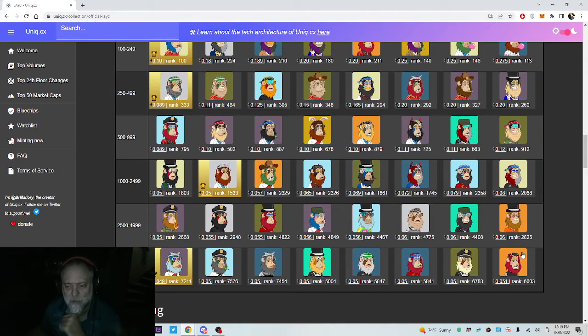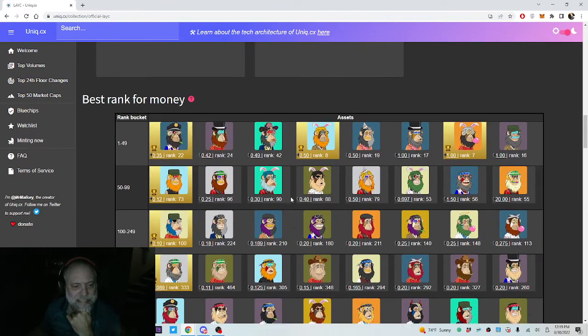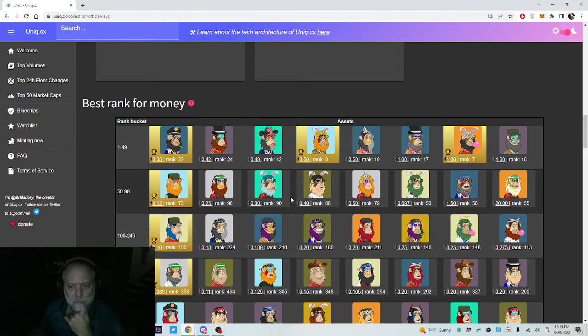And you can do that for other traits, like say for the cop hats. You can go and see where the cop hats are at. You got this one at 0.05, and then a whole bunch up here at 0.05. So it makes it really, really quick. It makes it easy to locate ones that you may want to buy or not.